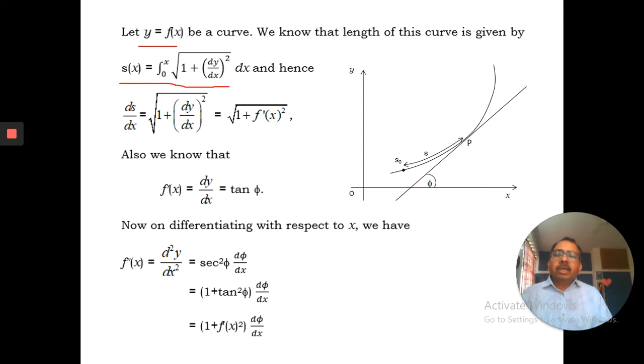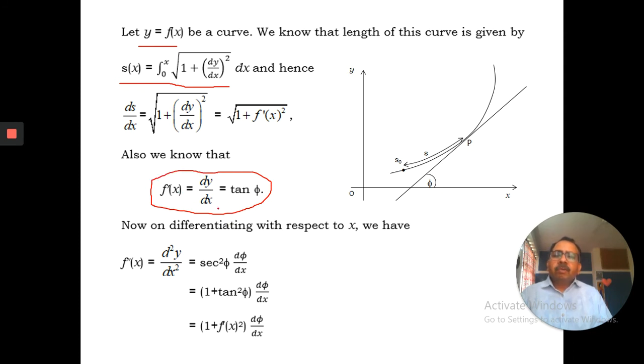We get ds by dx is the square root of 1 plus f dash x square. So from our earlier definition of calculus, we also know that if y equal to f(x) is a curve, then the derivative f dash x, or dy by dx, tells me the slope of the tangent, and the slope of the tangent is tan phi. So this formula we know from our previous knowledge of calculus.